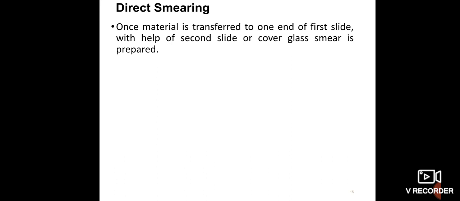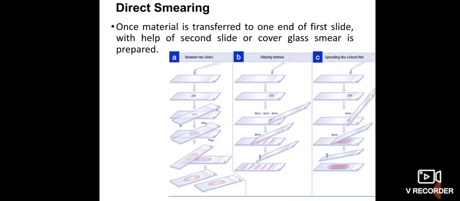Now we have two processes of smearing. One is direct smearing, which I told you just now: once the material is taken on a slide, a second slide is taken, it is gently pressed on the first slide and the two slides are pulled apart to form a smear. As you can see in figure A, they have mentioned that between two slides you put a drop of the material over one slide, use another slide, gently press it and just pull apart the two, and it will form a smear.